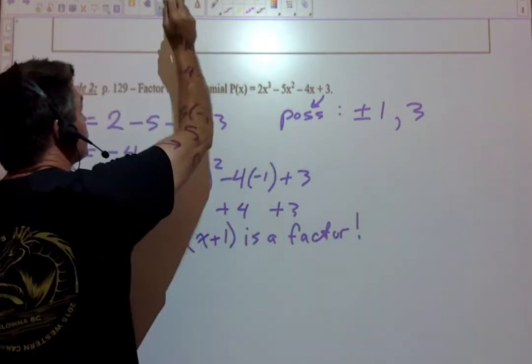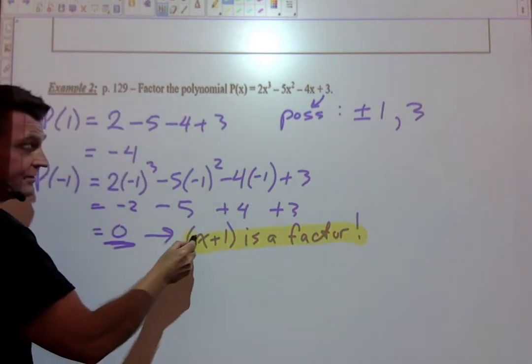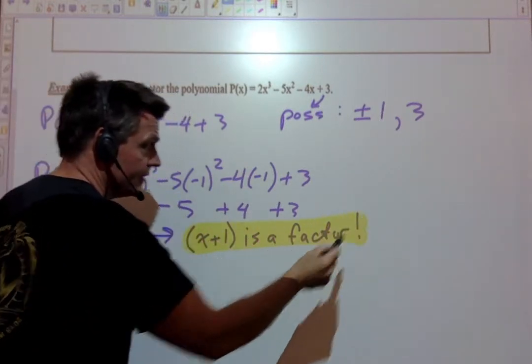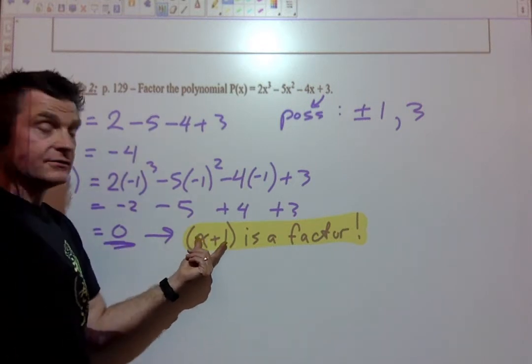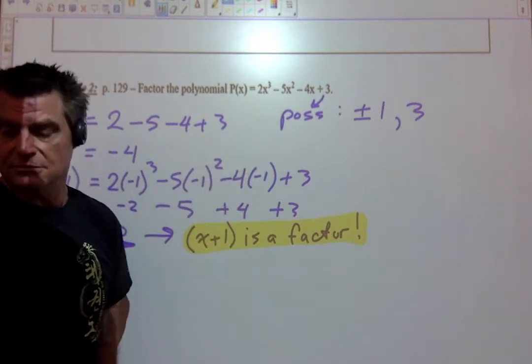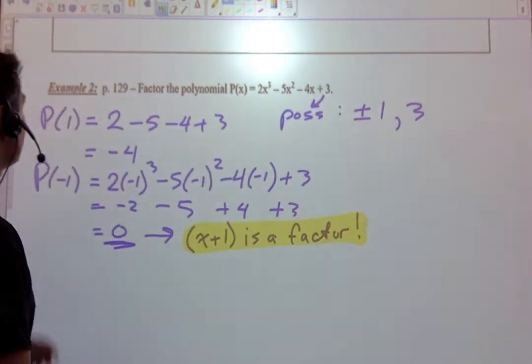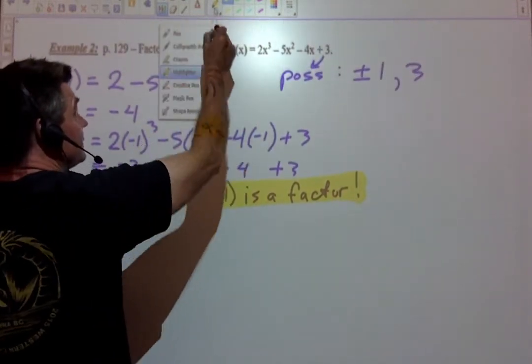I know that as important because that's from the factor theorem. If the remainder is 0, that means this is a factor. So I know that this should divide into that. So let's divide it in. Do you want to do it by long division or synthetic? Let's do it by synthetic. Synthetic is way faster. We can do synthetic division.